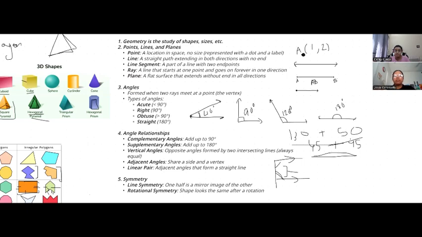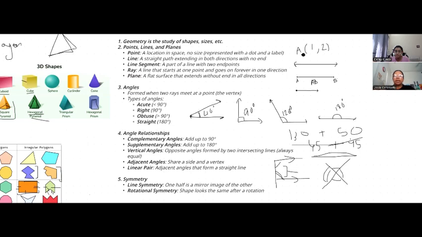And then we have vertical angles. So these are opposite angles formed by two intersecting lines and are always equal. So basically, when you have two lines intersecting one another like that, and then you have an angle here and here, basically both of these are the same, and the angle here and here are the same.